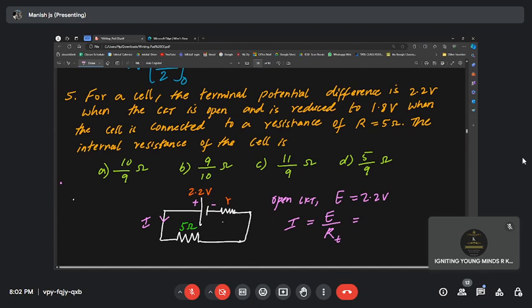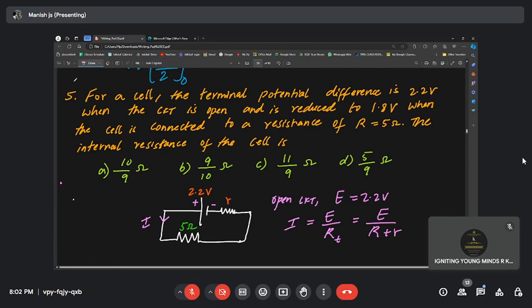Now, what is the total resistance in this particular circuit? 5 plus small r, yeah, you have internal resistance also. The internal resistance and the external resistor of 5 ohms, both are in what combination? It is in series combination, right? So you just need to add them. So it's E upon capital R plus small r. Is that clear? So this is what you get.